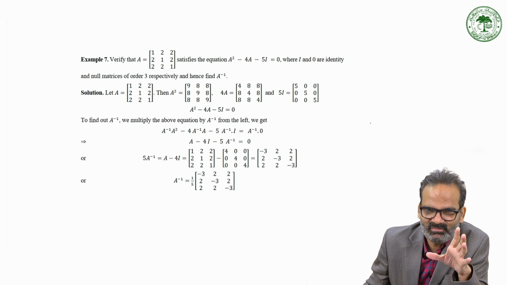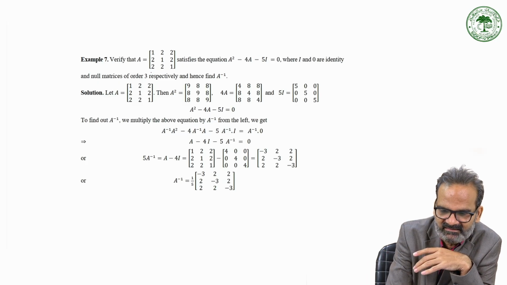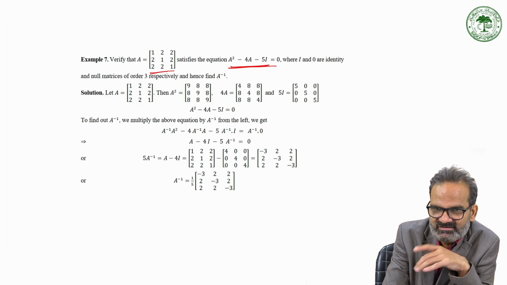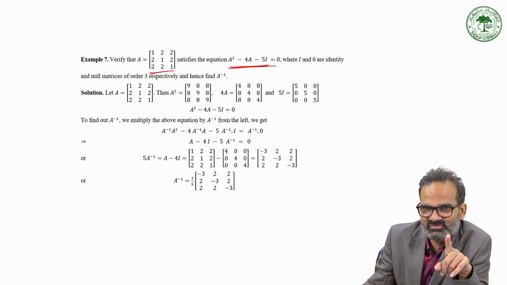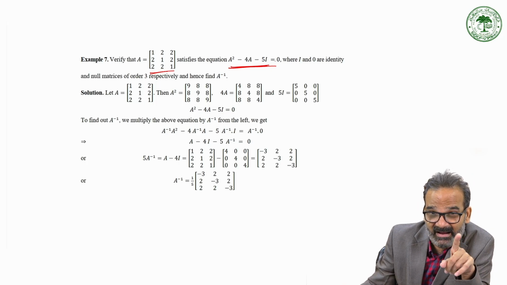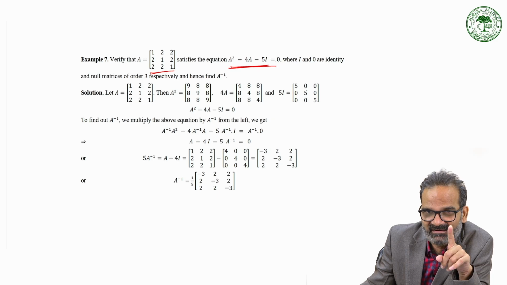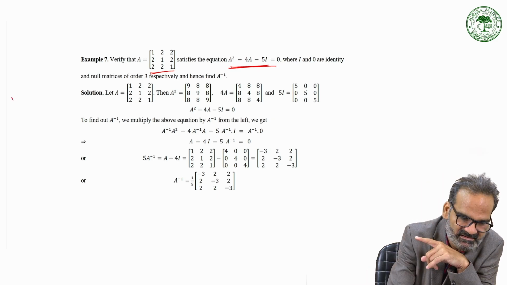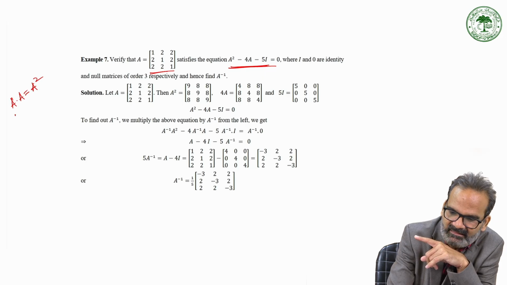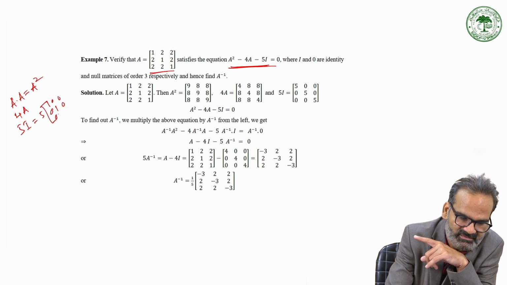So this type of question, if you remember, we have already done. What does it mean? Verify that this matrix satisfies this equation. So this equation should be considered as a matrix equation. So if this matrix satisfies this equation, find the value of A square, meaning A into A, you will get A square. Multiply A with 4 you will get 4A, and 5I means 5 multiplied with [1 0 0; 0 1 0; 0 0 1].